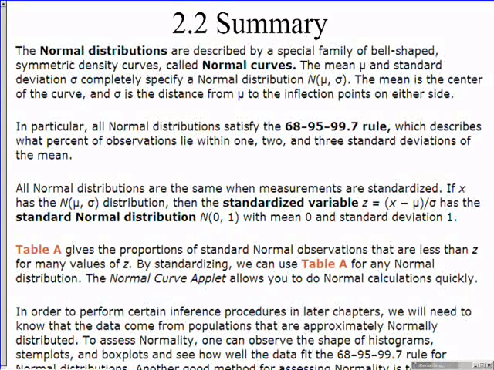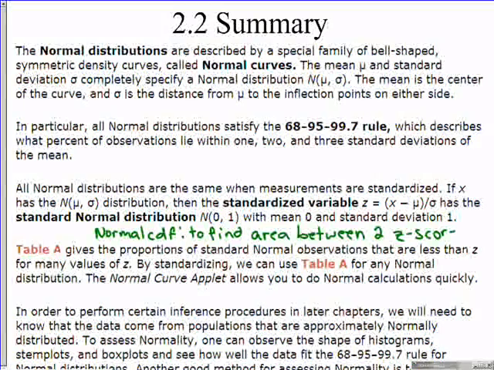Okay, looking very quickly here. Again, I'm not going to go through all of this. A couple things I want to remind you for calculator. To find the area between two z-scores, remember on the calculator, that's your normal CDF. And you also can go in reverse and go inverse norm. An inverse norm is for finding the z-score given an area.